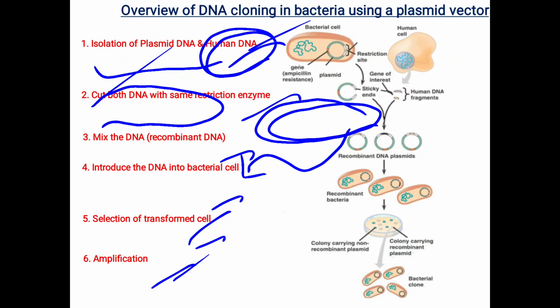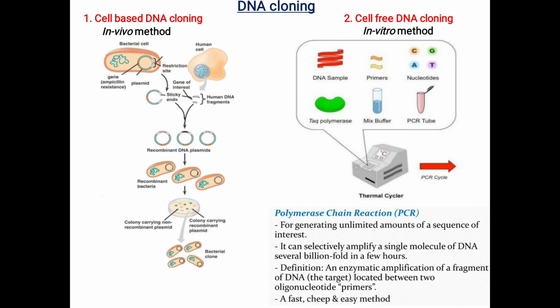In the selection of transformed cells, we are actually identifying the bacterial cells containing the DNA vector molecules. And the last step is the amplification, and nowadays for amplification there is a technique known as PCR technique. So in DNA cloning there are two approaches. The one is in vivo method and the other one is in vitro method.